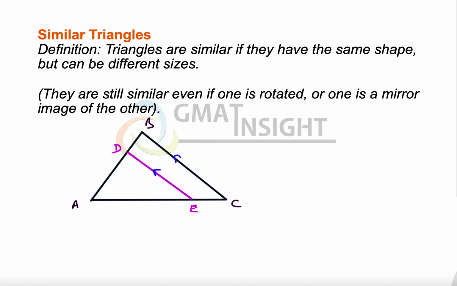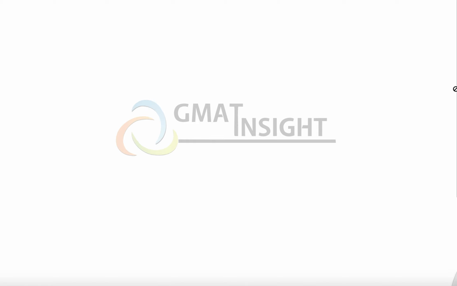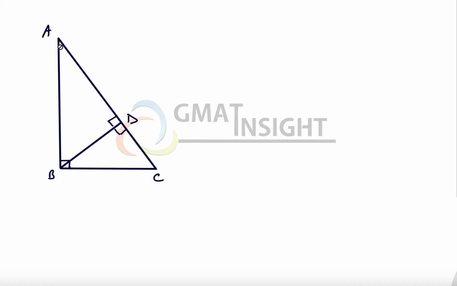Alright, so here I take them away. Now the next case that we want to discuss is the case of a right triangle. So we have a right triangle here, ABC. In this right angle triangle, we have dropped the perpendicular from point B on AC, and we are calling that perpendicular BD.